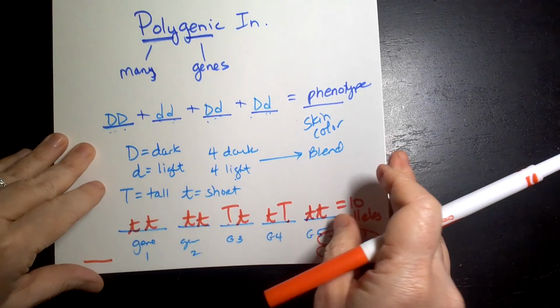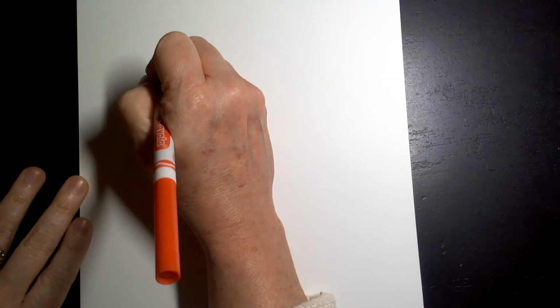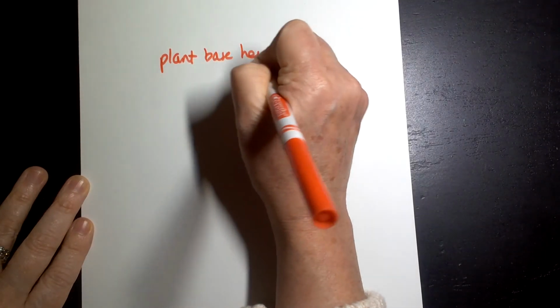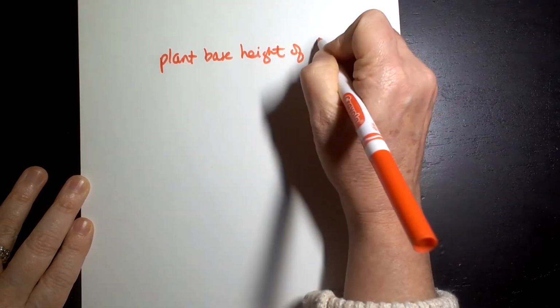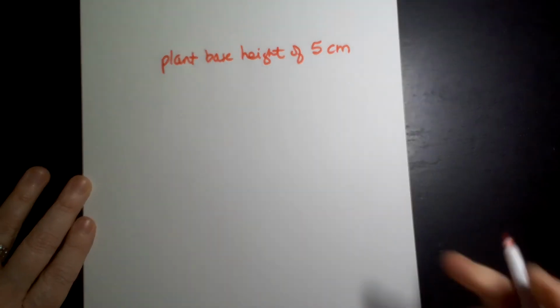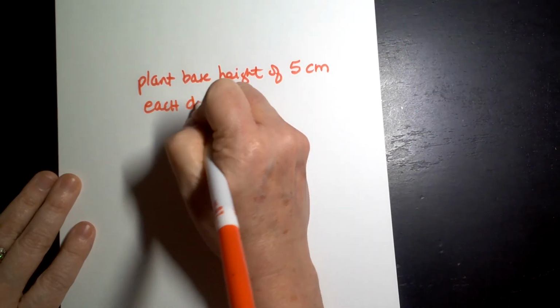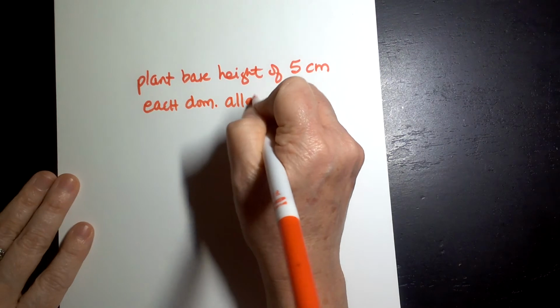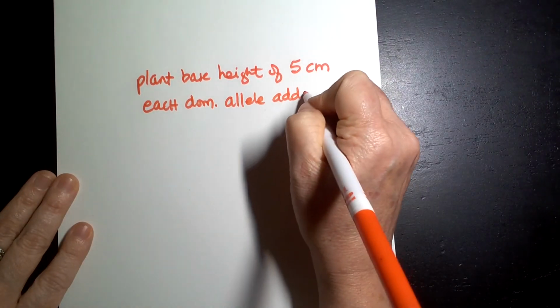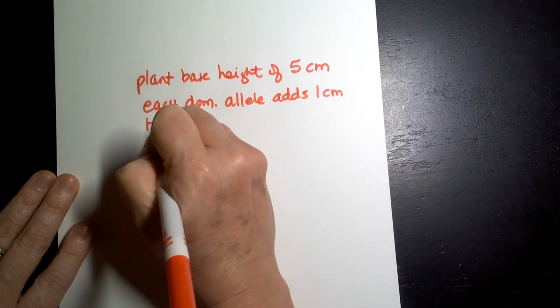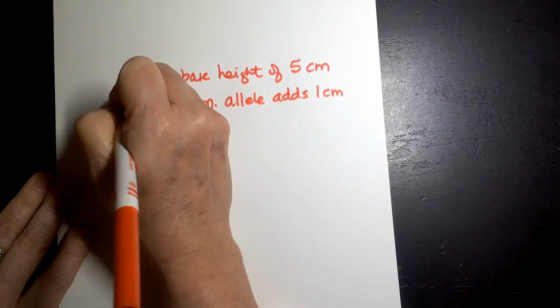So in the genetics questions, sometimes they'll do something like this. They'll say a plant has a base height of 5 centimeters, okay? And then each dominant allele adds, let's say, 1 centimeter of height, okay?